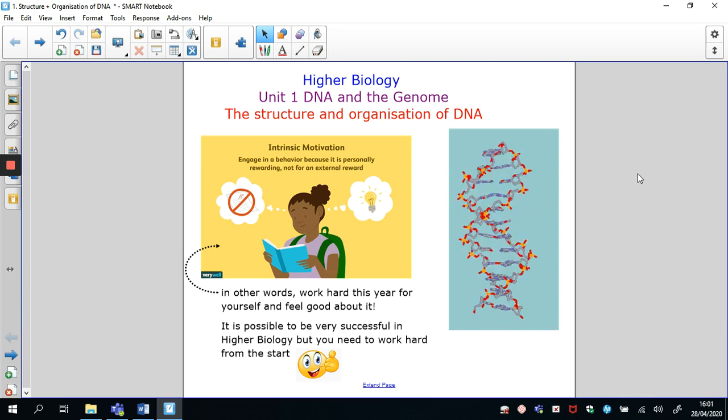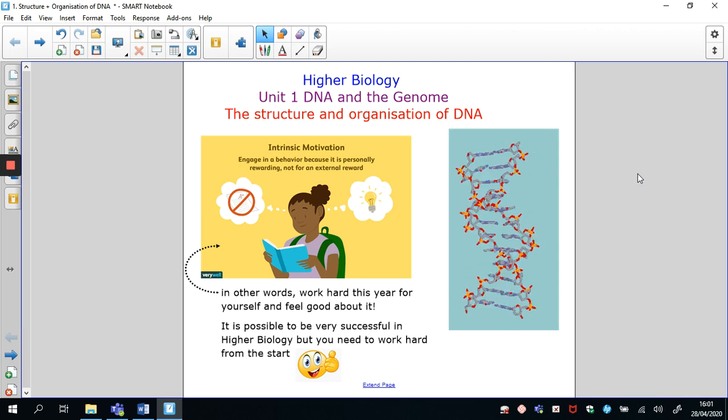First thing I want to say is I want you to work hard in higher biology. You'll need to work hard. It is impossible to get a good grade if you don't work hard. But I want you to work hard for yourself. That's what that little picture's saying. Yes, it's hard work, but you've got to want to do it for yourself.